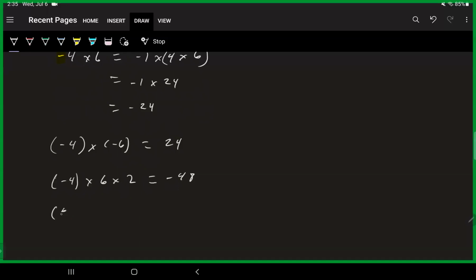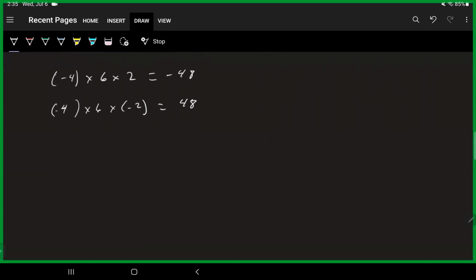-4 times 6 times -2, that's going to be a +48 because I have an even number of negatives. And finally, if I were to make all 3 negative, then I'm going to get 48, but since I have 1, 2, 3 negatives, that's going to be a negative output.